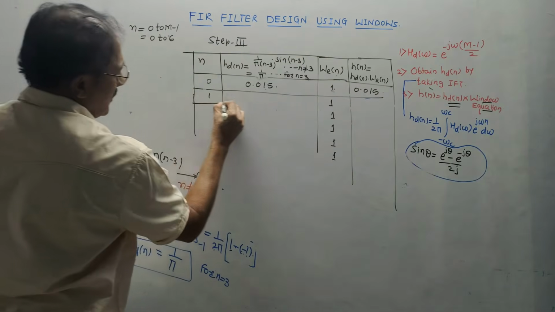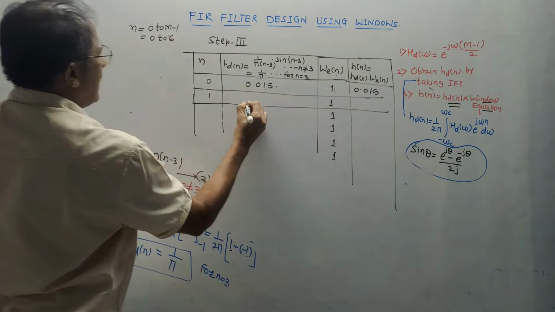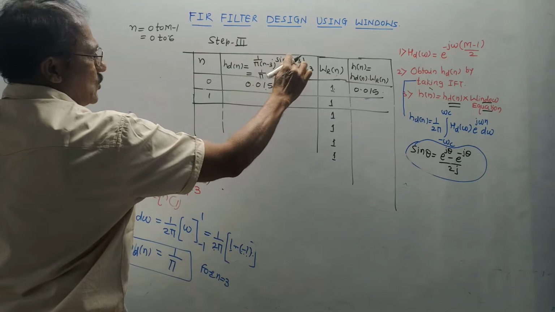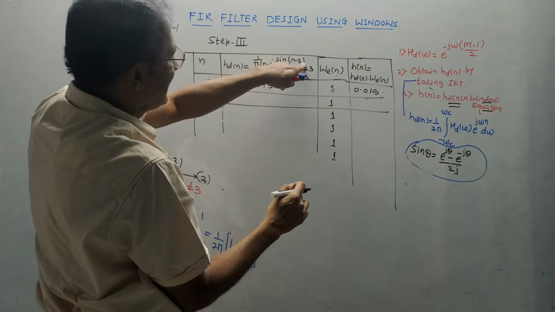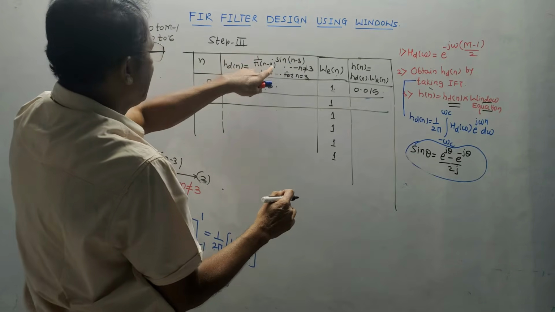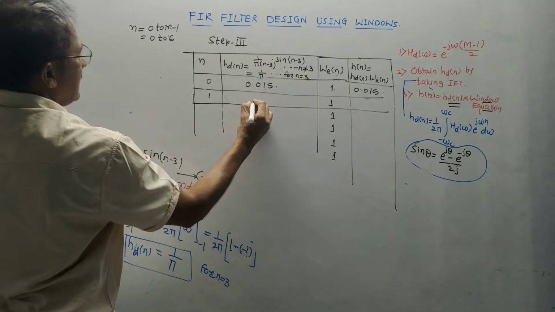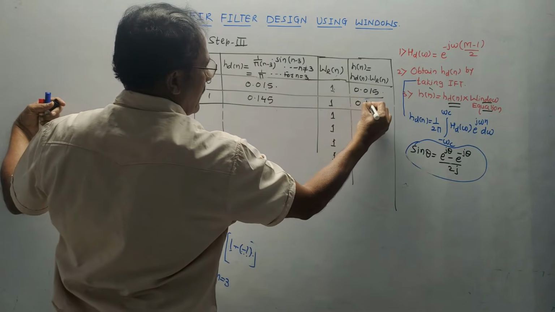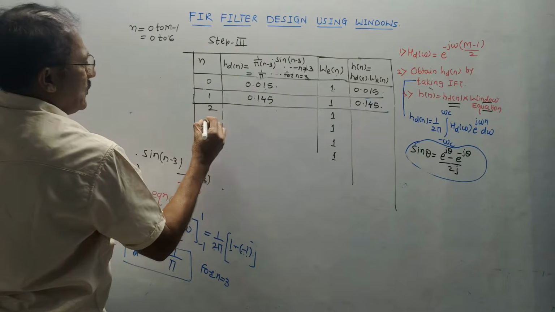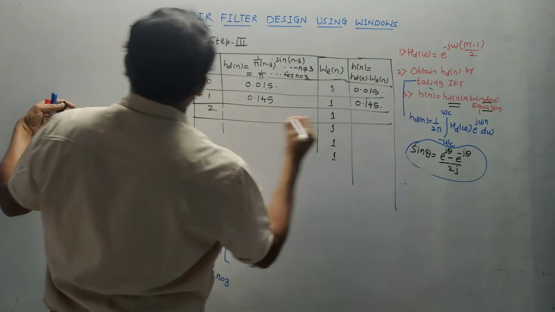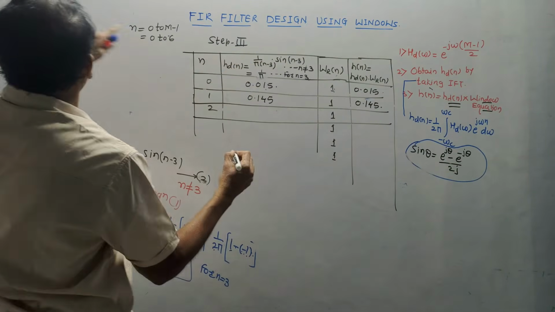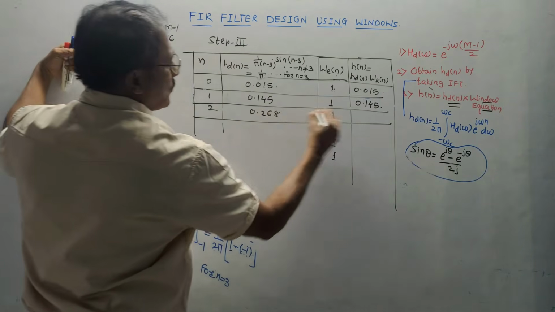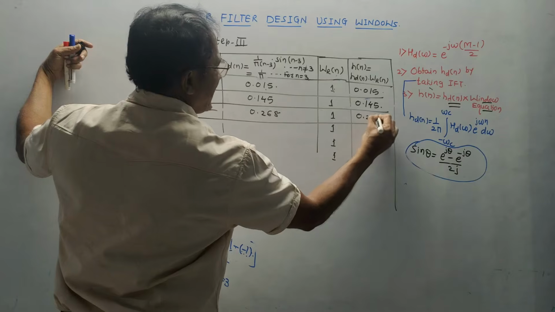Then put the next value. The next value of n is 1. Same way, wherever n is there in this equation, put n equal to 1. So you will get sine of 1 minus 3 divided by pi into 1 minus 3. Solve it on the calculator. This answer will be 0.145, into 1 becomes the same, 0.145. Next value 2. For 2, again wherever n is there, put the value equal to 2. This answer will be 0.268, into 1 becomes 0.268.